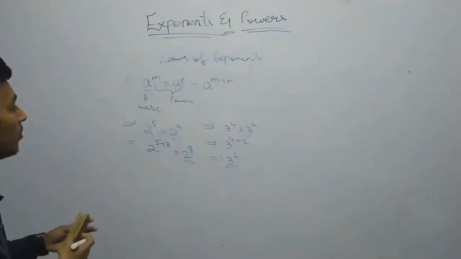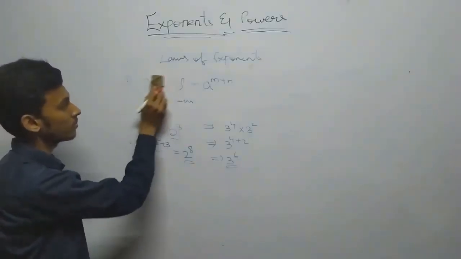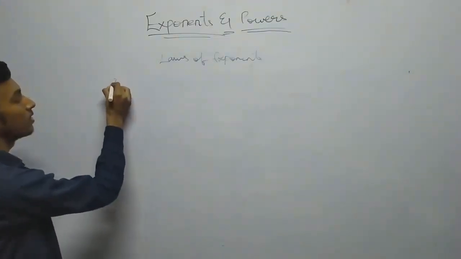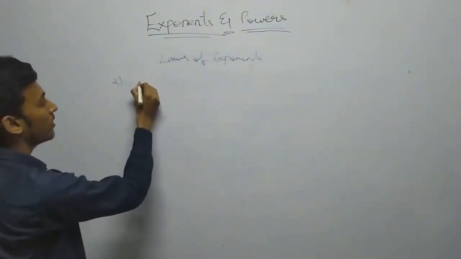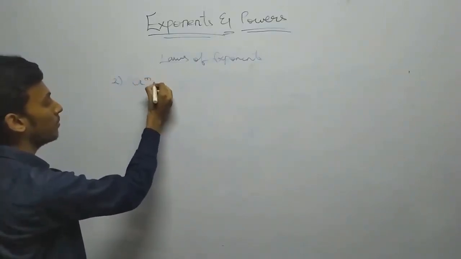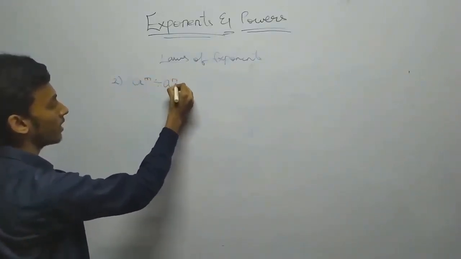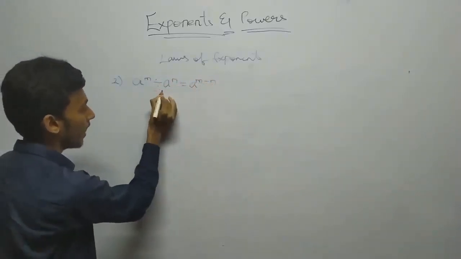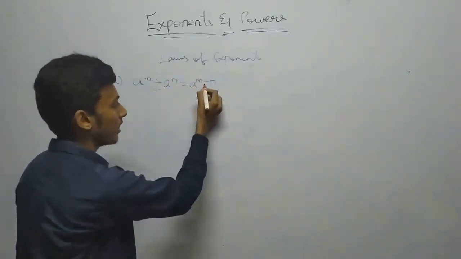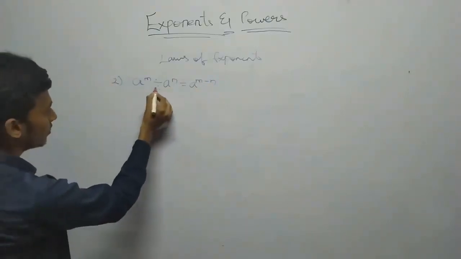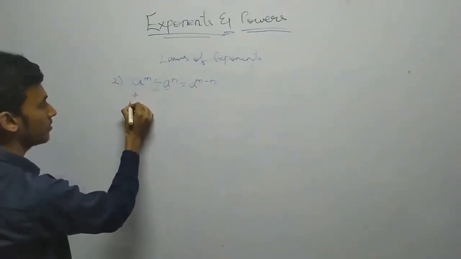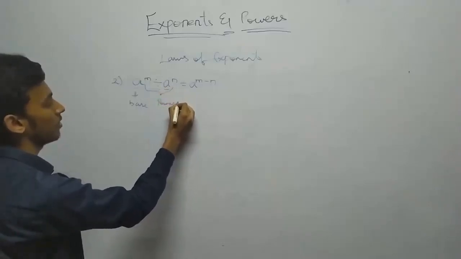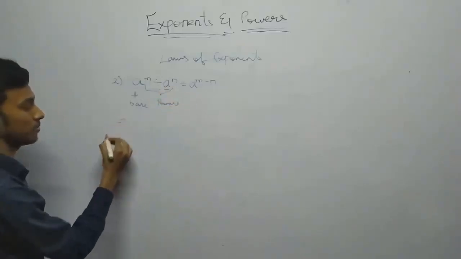Now we will be discussing the second law. The second law of exponents is a power m divided by a power n, which will be equal to a power m minus n. If you have division, we will be considering minus. Here also, a is the base, and m and n are powers. We will take an example for this.